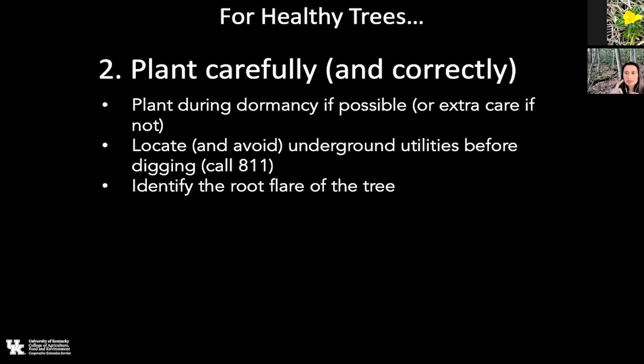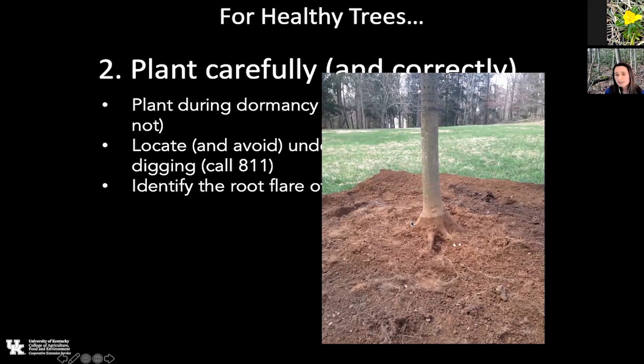You've got to dig down and find where that root flare is to determine how deep to plant that tree to set it up for success. If you're not familiar with what a root flare is, check out some trees. It's this part right here where it goes from being the trunk to being the roots and kind of flares out. Each species is going to look a little different, but in general, you want to have this right at the soil level.